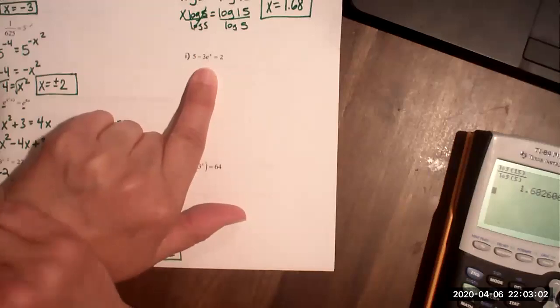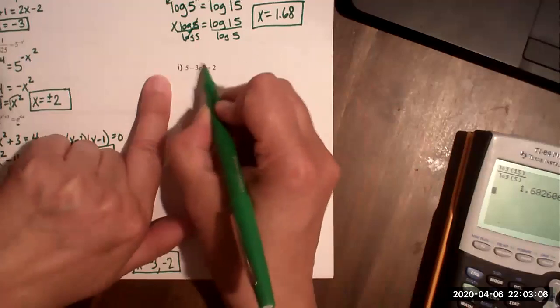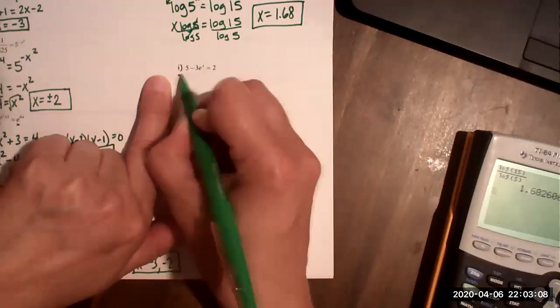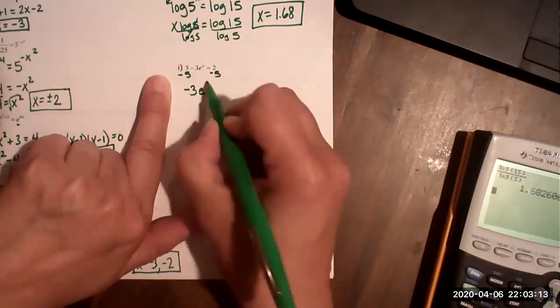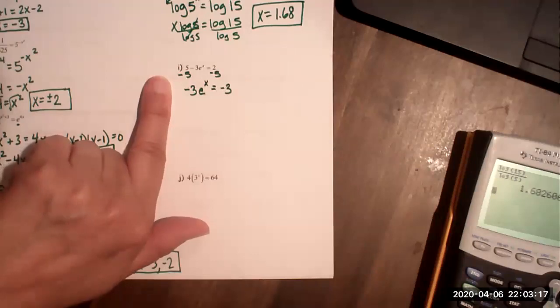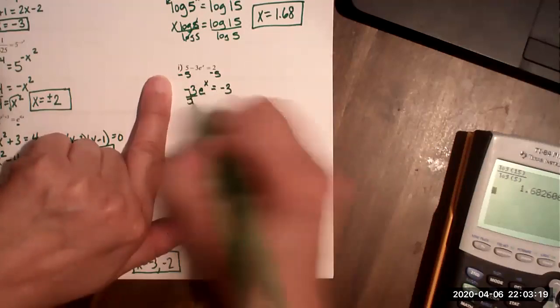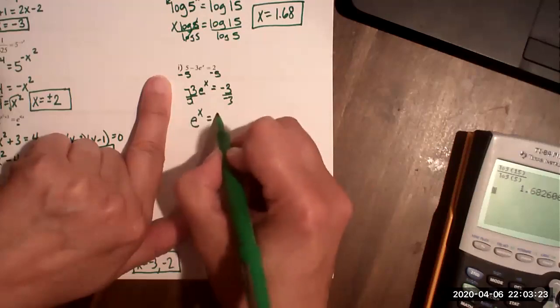Again, I'm trying to solve this equation for x. So I want to start with getting the exponent, the e part by itself. So I want to subtract 5 from both sides. So now I'm here. Negative 3 e to the x equals negative 3. Divide the negative 3 off of here. So now I have this, e to the x equals 1.